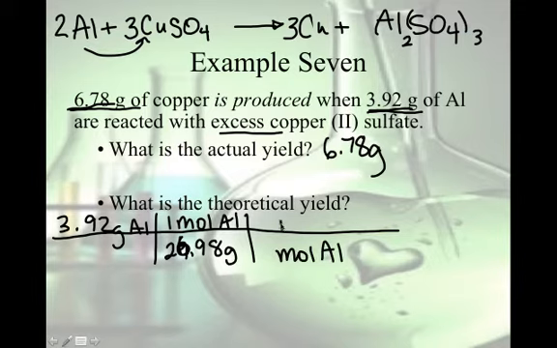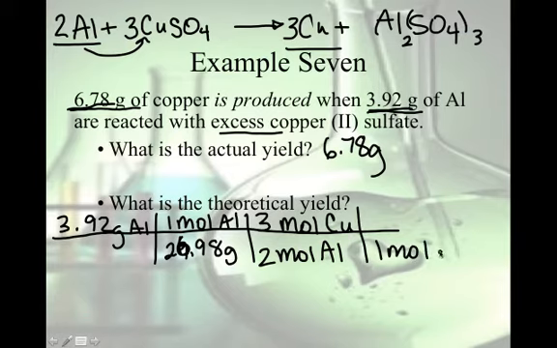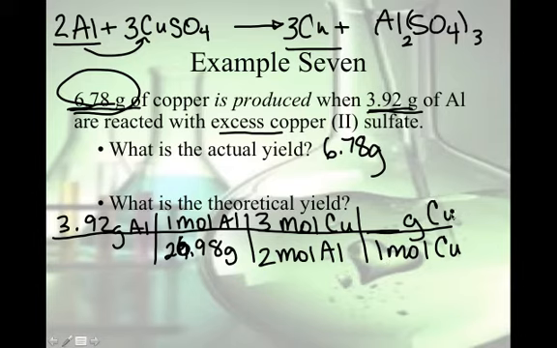And I want to change it to moles of copper, so I'm going to need my balanced equation. How many aluminums are in my balanced equation? 2. And how many coppers? 3. Now moles of copper is on top, so I'm going to put moles of copper on the bottom, and I'm trying to get to grams of copper. Remember, that was our goal all along. So I need to know how many grams are in 1 mole of copper. And that's on the periodic table, 63.55 grams.